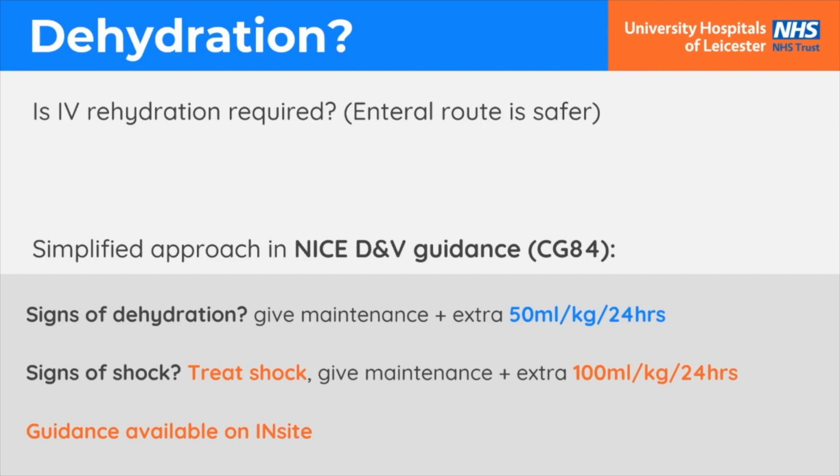So that said, the NICE guidelines for D&V in children offer a simplified approach to the assessment of dehydration and prescribing of additional fluid. They say, if there are signs of dehydration, give maintenance fluid plus an extra 50 ml per kilo over 24 hours. If there are signs of shock, treat shock. So following resuscitation, you then give maintenance plus an extra 100 ml per kilo for 24 hours. This guideline informs our own gastroenteritis guideline that you can find on Insight.